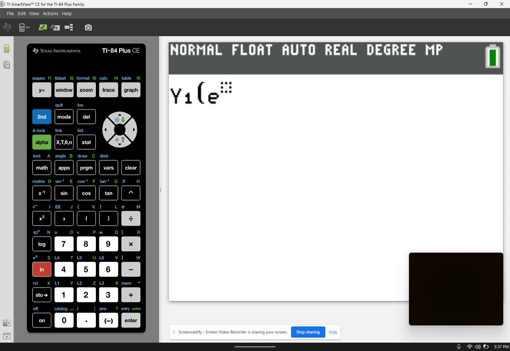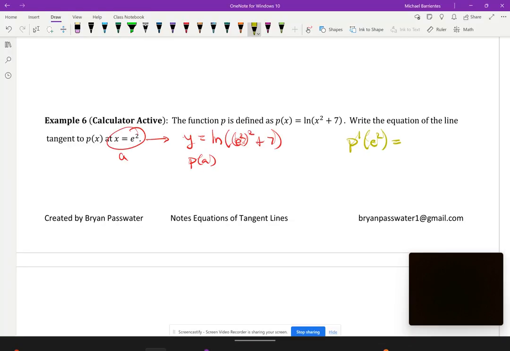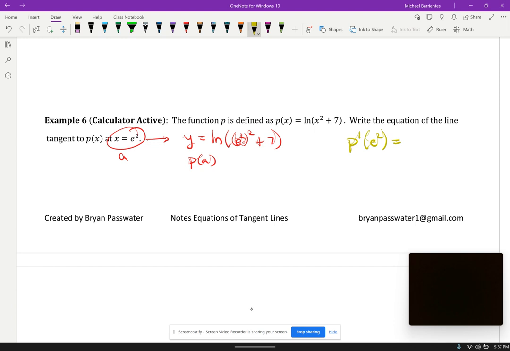Can you tell me what it is at e squared? This is like function notation, right? F of x, f of e, y of e squared. So this is telling the calculator to go to the y equation and plug in this number, and we get this long decimal. So let's round it to the nearest thousandths. So this would be 4.121. Awesome. So this is 4.121 approximately.